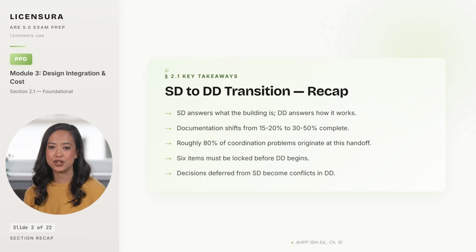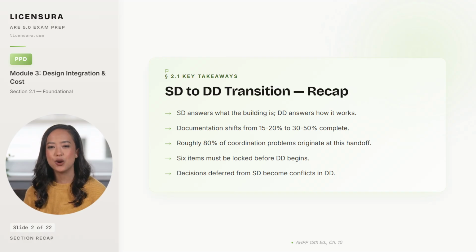Schematic design answers what the building is: the big idea, the spatial relationships, the system types. And design development answers how the building actually works: the sized members, the coordinated routes, the buildable details. Documentation moves from roughly 15 to 20% complete at end of SD to 30 to 50% complete at end of DD, which makes the work legible to engineers, estimators, and builders rather than only to designers.